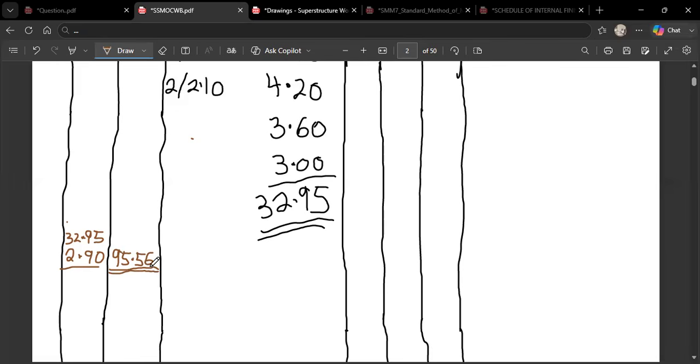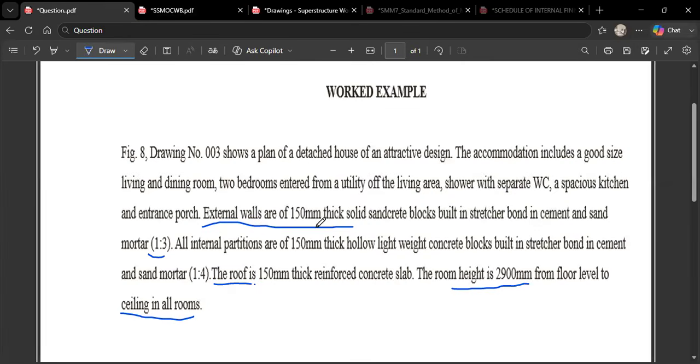Important. So from here we can just come and do our description. Quick, and then we have to quick. So our description, if it comes to the question, we are saying that all internal partitions are 150 hollow lightweight concrete block built in stretcher bond in cement and sand. So we are going to use these details in the description. As simple as ABC.